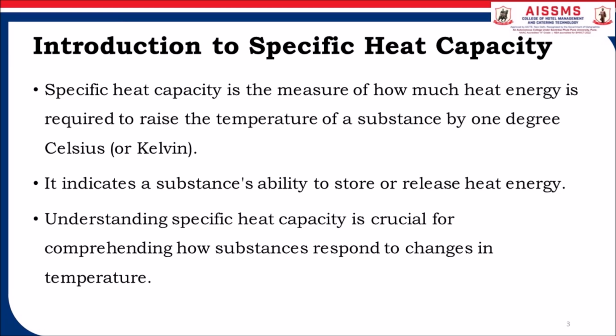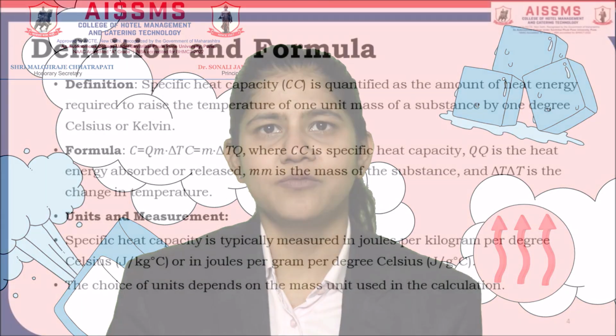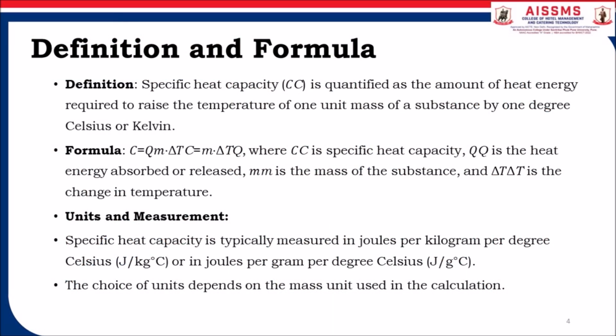So, specific heat capacity is defined as the amount of heat energy required to raise the temperature of a unit mass of a substance by 1 degree Celsius or by 1 Kelvin. It is denoted by C. The formula for specific heat capacity involves Q, which is the heat energy absorbed or released, m, which is the mass of the substance, and delta T, which is the change in temperature.